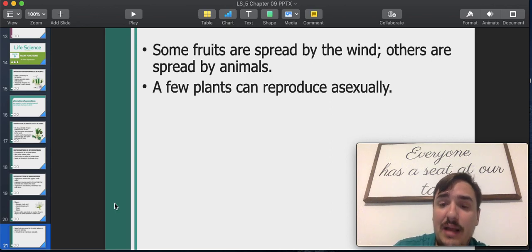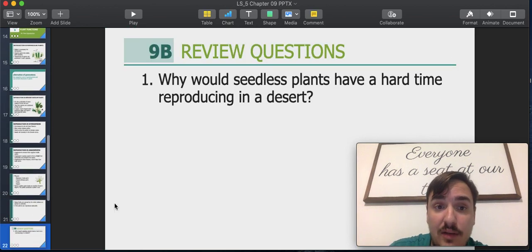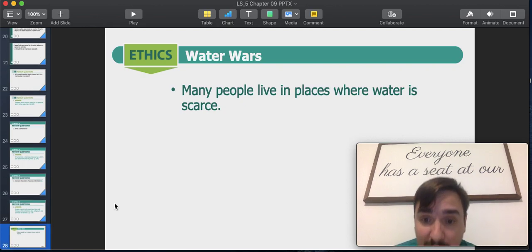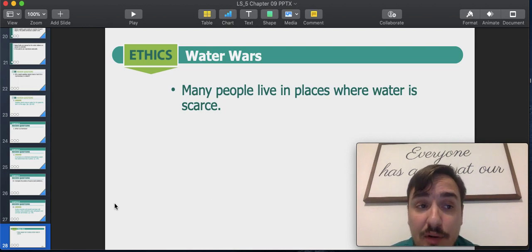Like it says there, a few plants can reproduce asexually. This means that, for example, you could break a part of a plant, plant it, and it'll grow. Not all plants can do that, but some of them can. All right, and that's chapter 9. We discussed a lot of really important stuff there. We talked about how plants reproduce. We talked about their structures.